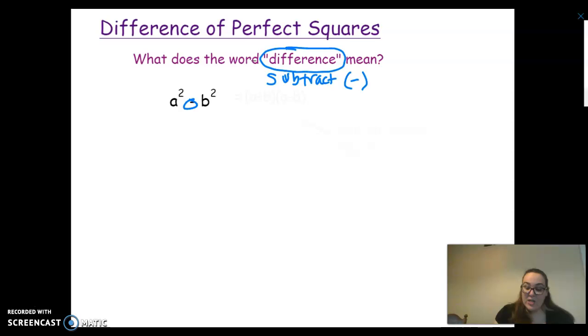Each time you have a difference of perfect squares, so a squared minus b squared, it will always factor this way. Well, what is the square root of a squared? Well, the square root of a squared is a. So what I'm doing here is I'm making my two factors.